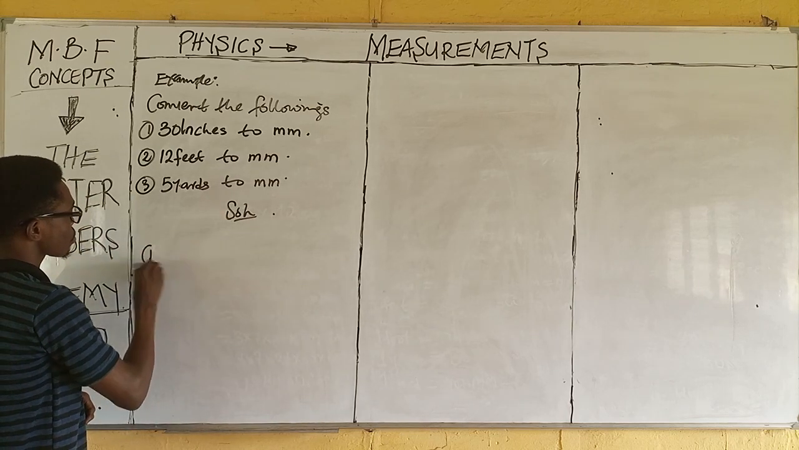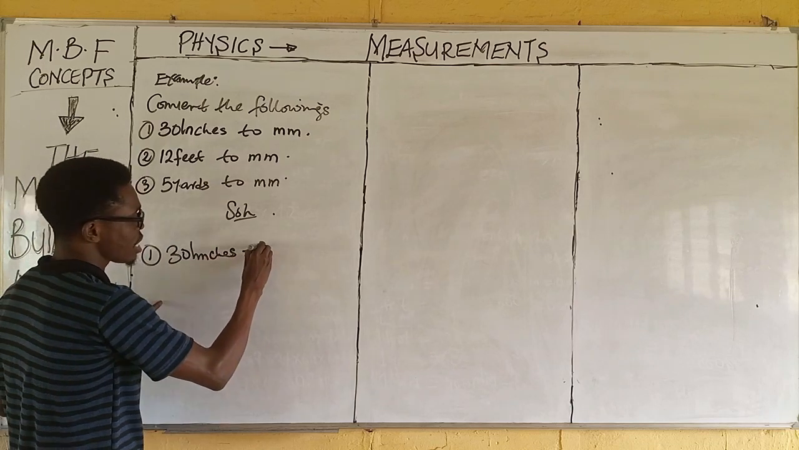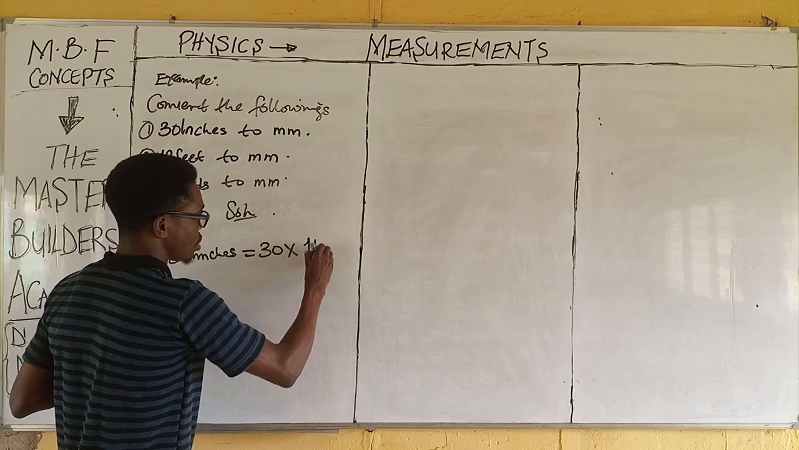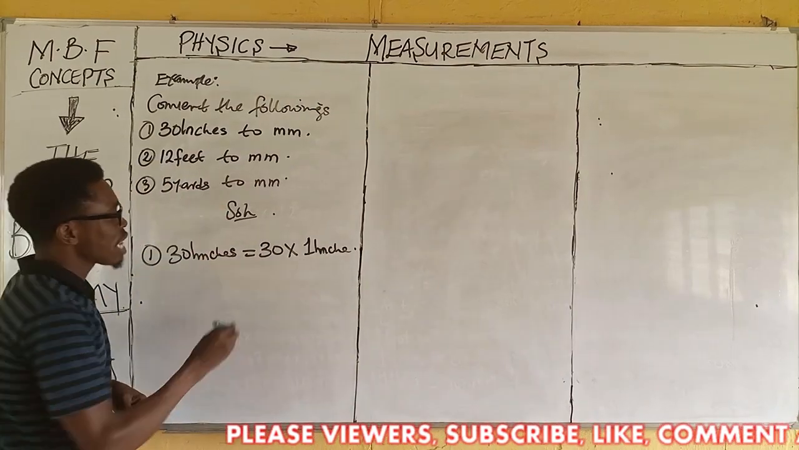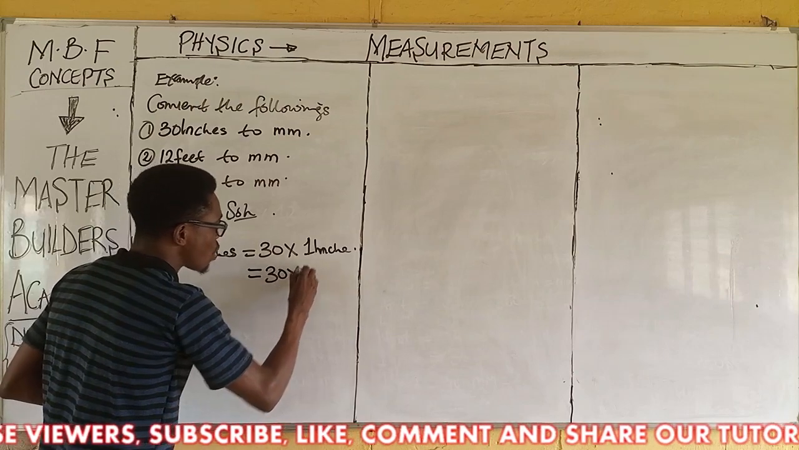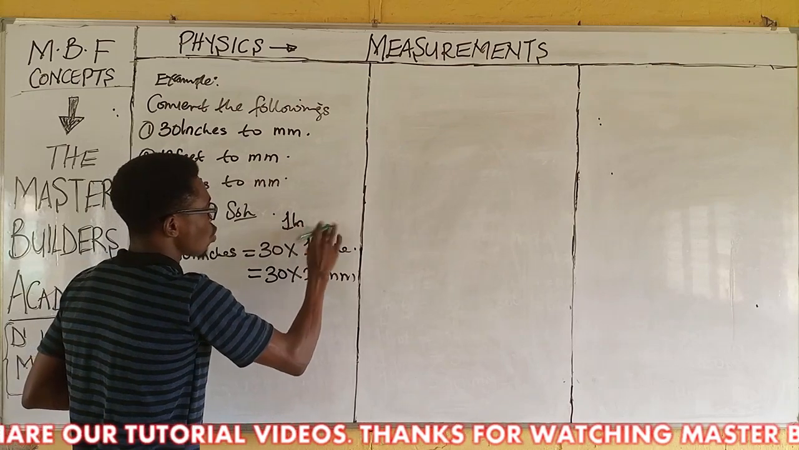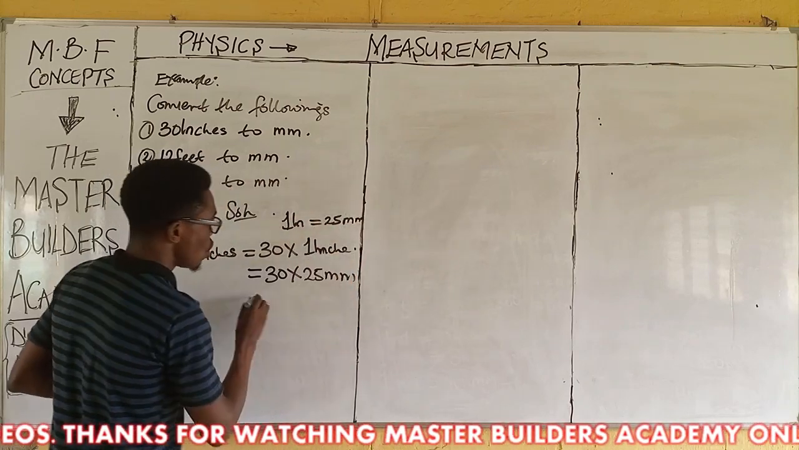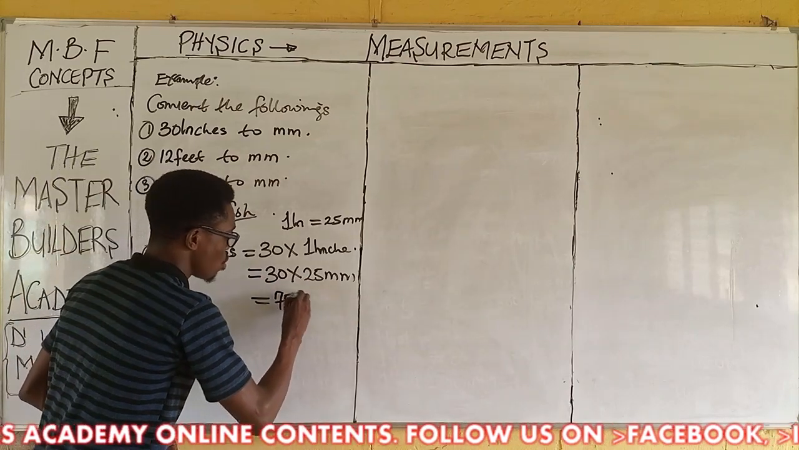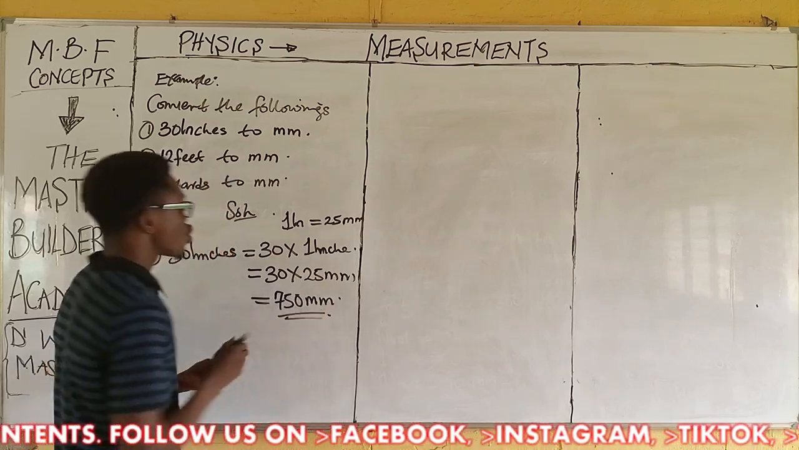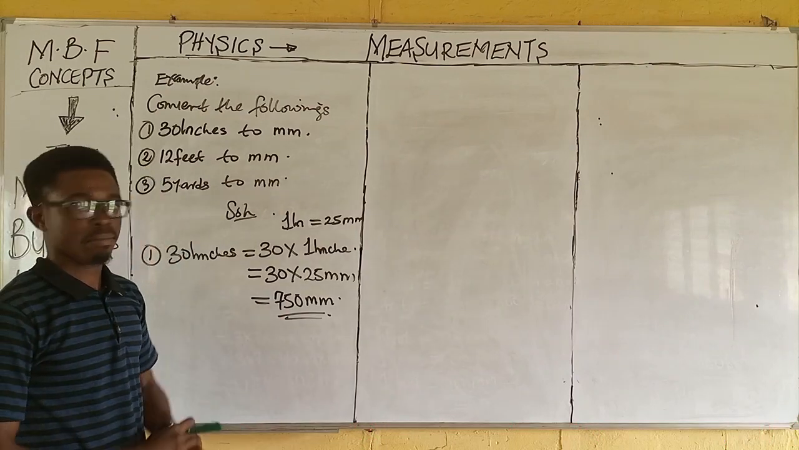Now from number 1, we have 30 inches. And we know that 30 inches is equivalent to 30 times 1 inch. Now guys, what is 1 inch in terms of millimeters? We said that 1 inch is 25 millimeters. Don't forget that 1 inch is equal to 25 millimeters. So when I multiply 25 by 3, I have 75. Then by 0, I have this. That is to say, 30 inches is equivalent to 750 millimeters. It's as simple as this.